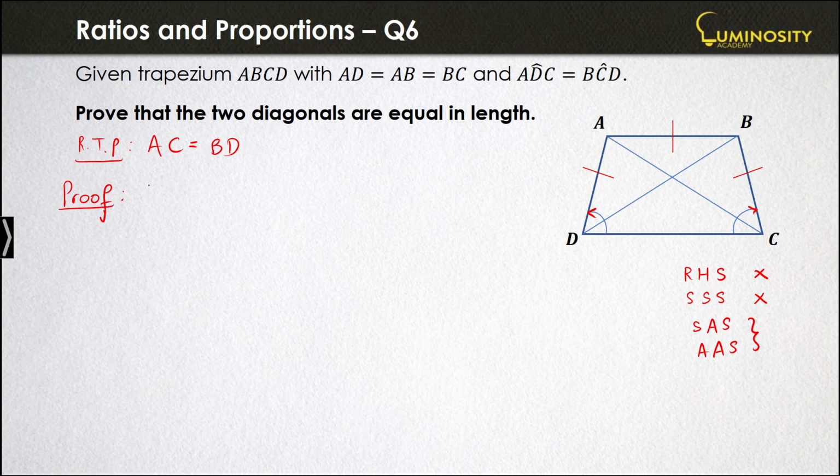So I'm going to look at two triangles that have AC and BD in their length. I'm going to say consider triangle ADC, because that's got the length AC in it and it's got this angle D here. And I'm going to consider triangle, let's say BCD.